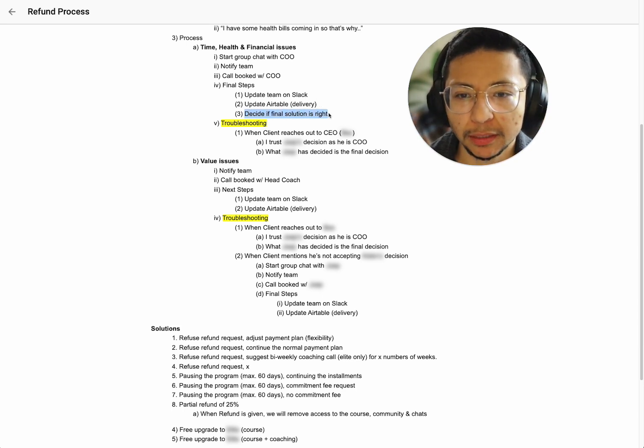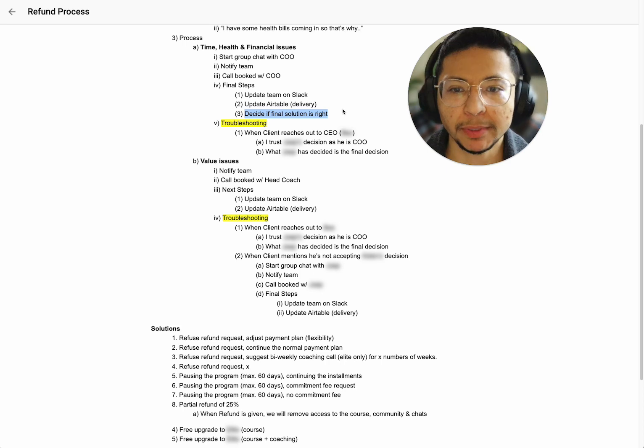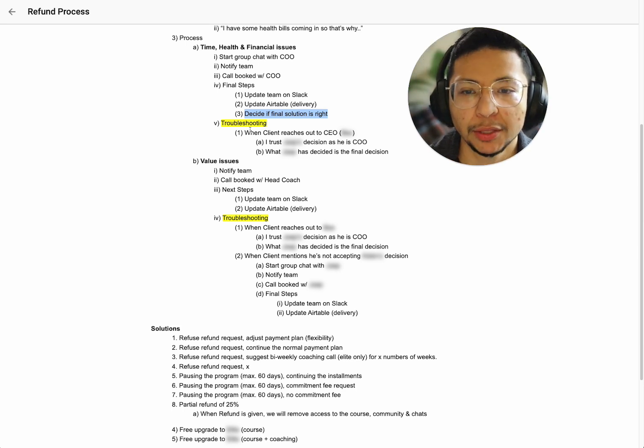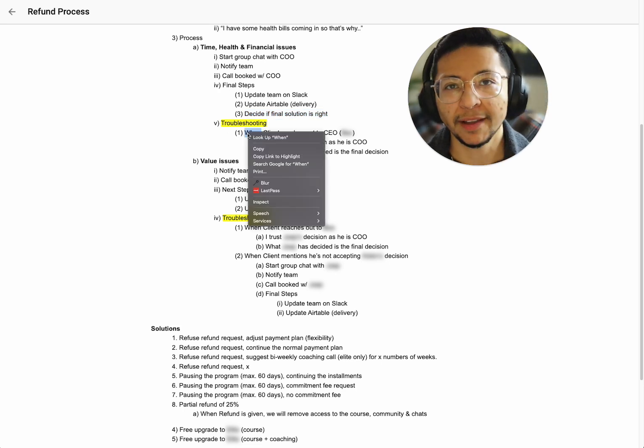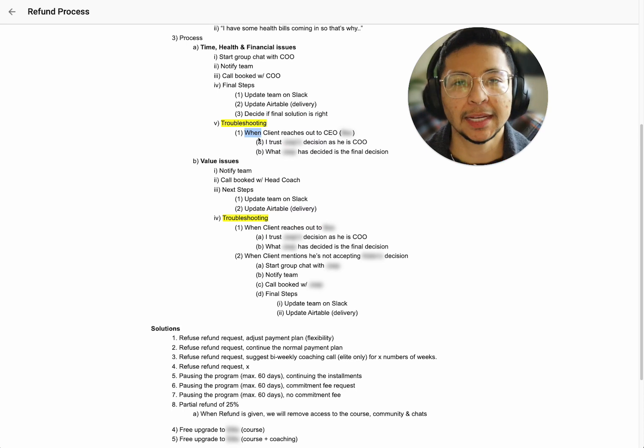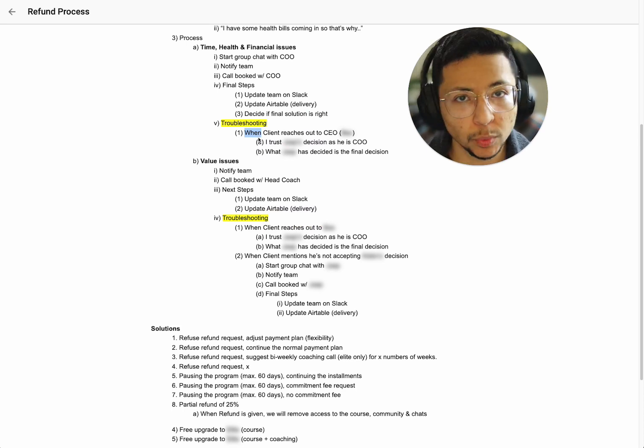Now, there is going to need to be some sort of decision on whether the solution that was proposed for that client was right, if it was in fact in the best interest of both parties. There should be some room to do some troubleshooting. So we have to leave room to acknowledge that sometimes clients are not going to hear what they want.